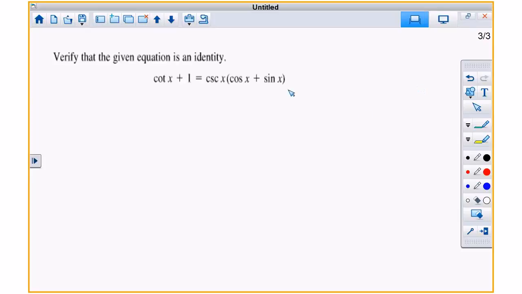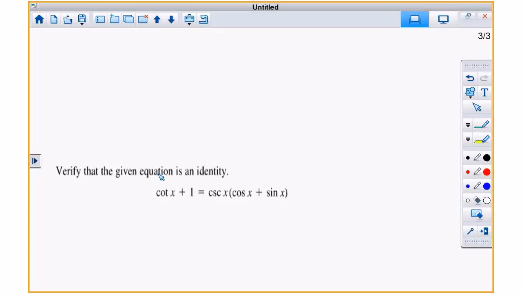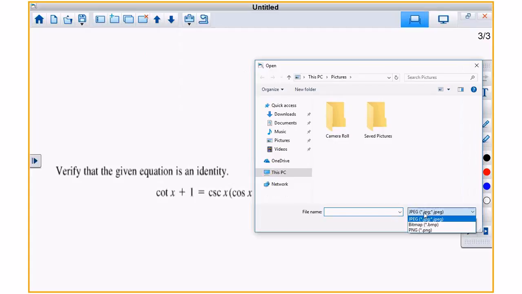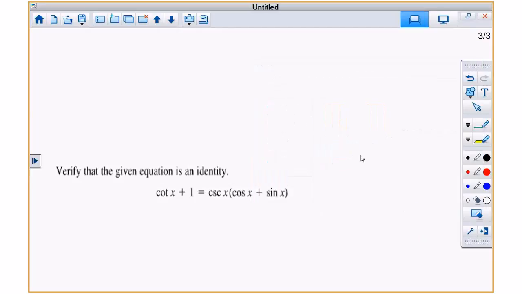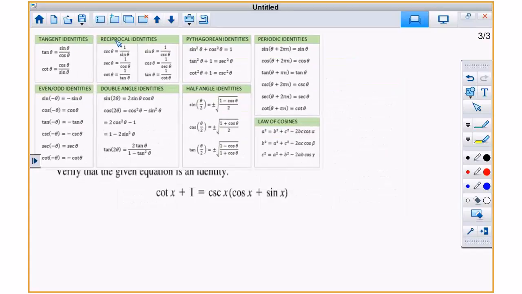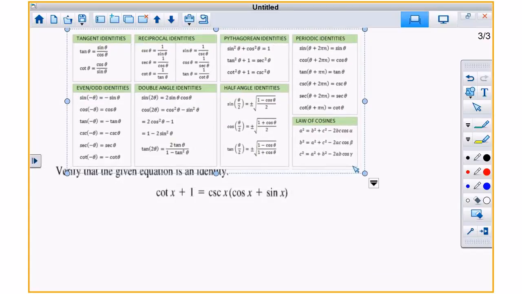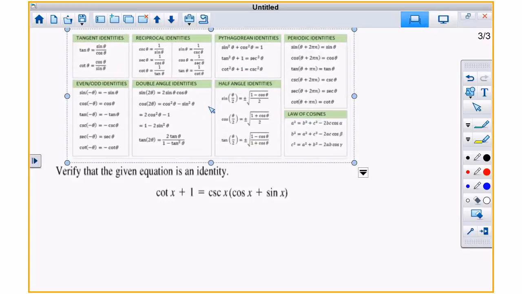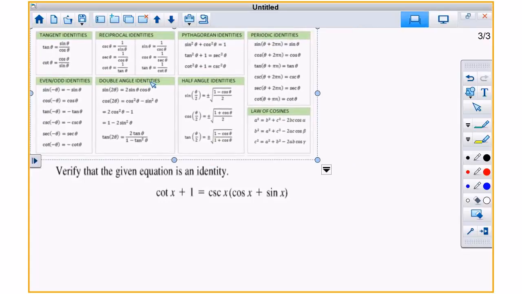So let's pull in our handy dandy identity sheet that all of you should have printed out by now. Let's go ahead and put it right there. And there's cosecant. Well, cosecant is equal to what? Right here. 1 over the what? It's equal to 1 over the sine. So you can take the cosecant and rewrite that as 1 over the sine.